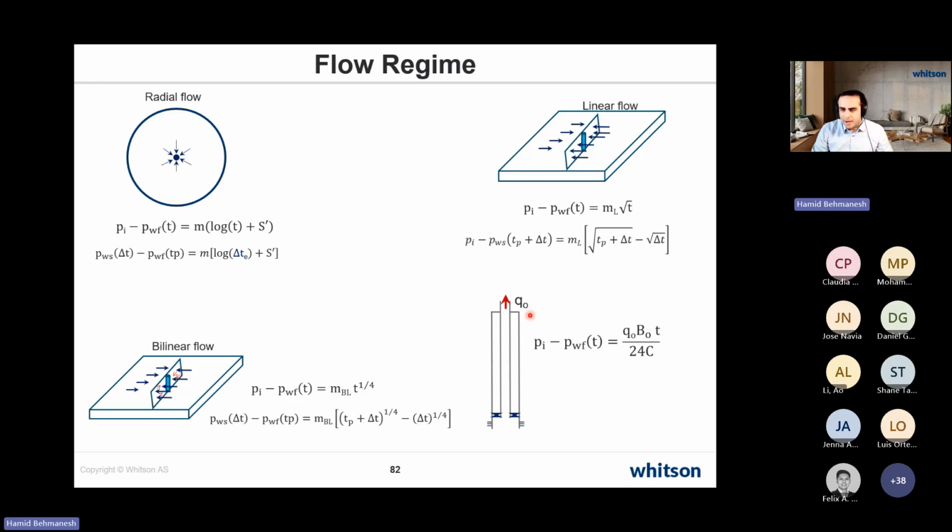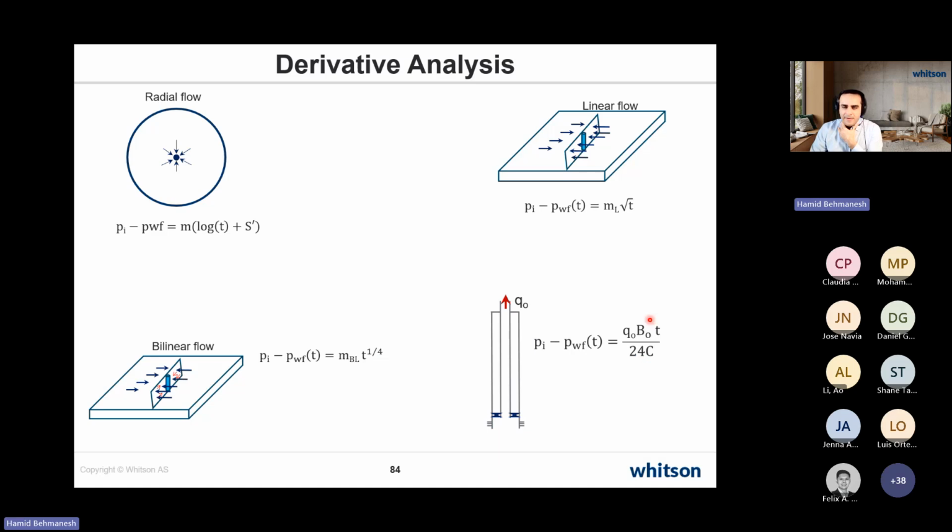And lastly, for the well-bore storage, this is the equation for well-bore. So all the things that you need to know about this equation: radial is logarithmic, linear is a square root of time, bilinear is fourth root of time, and well-bore storage is simply a linear function of time. So the same way that we went through this equation, the derivative that we are referring to here is this derivative, the semi-log derivative.